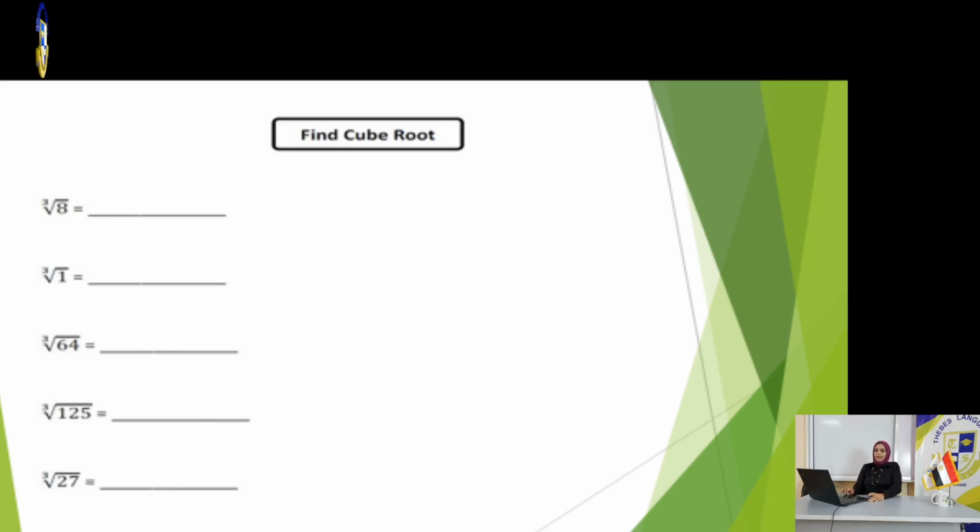We have here an example. Find the cube root of each of the following. Cubic root 8, can we use the calculator here? Yes, because 8 is a perfect cube number. So the cubic root of 8 equals 2. Cubic root 1 equals 1. Cubic root 64 equals 4. Cubic root 125 equals 5. Cubic root 27 equals 3. Let's move to slide number 7.